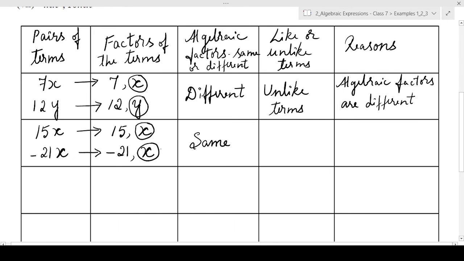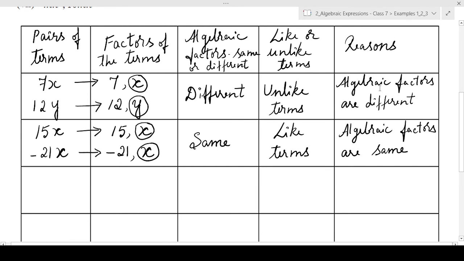Since the algebraic factors are the same, these are categorized as like terms. And what is the reason you'll be writing? Since algebraic factors are same, these fall under the category of like terms.